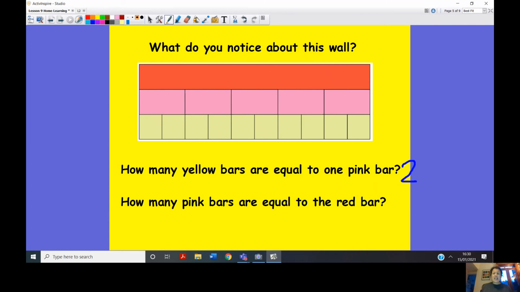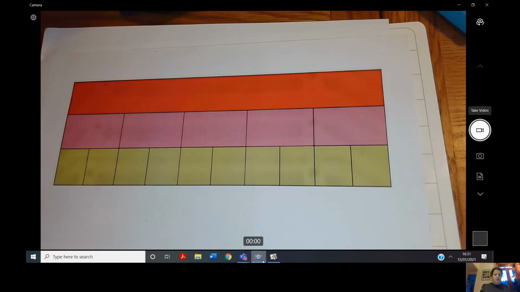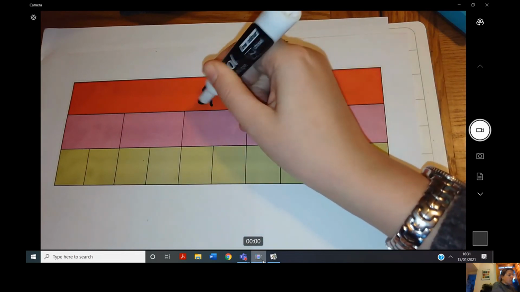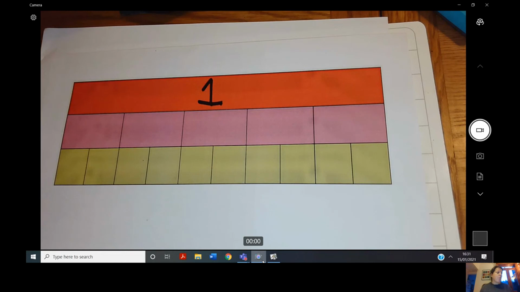How many pink bars are equal to the red bar? 1, 2, 3, 4, 5. So for my whole, which is my red bar, I need 5 pink bars. Let's take a look at it just like we did with our previous example. Again, I'm going to call our red bar our whole. I'm going to call it the number 1.